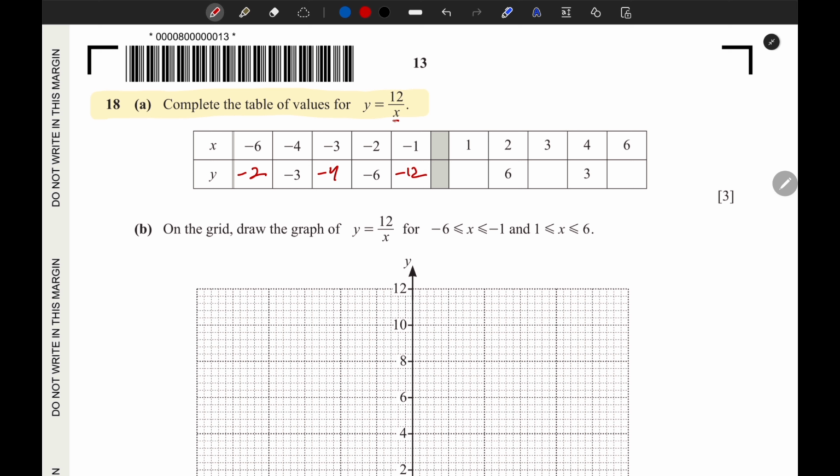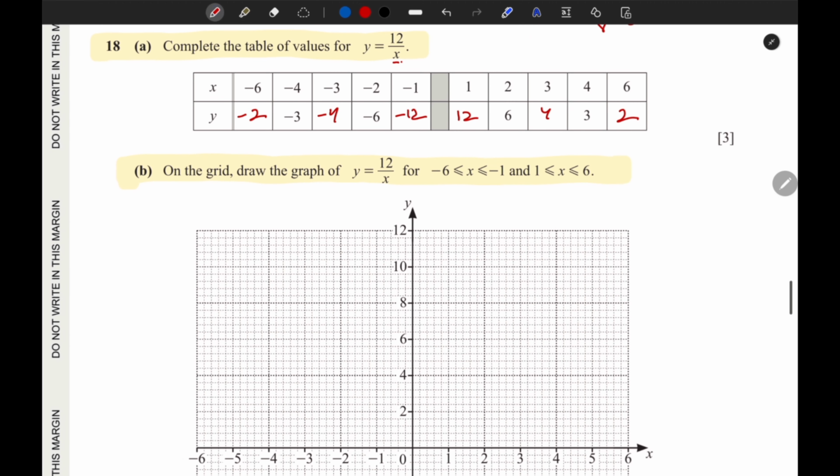Now this is nothing, because you know that when x is 0, y will be tending to infinity. So that's nothing. When x is 12, y is 12. When x is 3, 12 by 3 is 4. When x is 6, 12 by 6 is 2. Now on the grid, the question is to draw the graph of this. Basically, we have to plot the values. So let's start plotting the values.